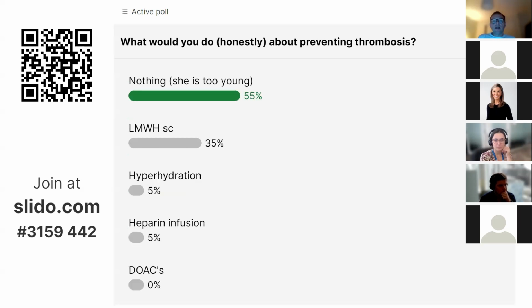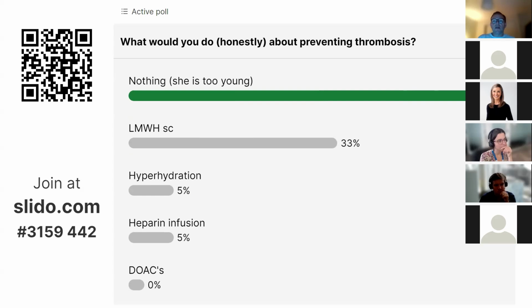That might be enough, Michelle, to give us a flavour. Okay. So the vast majority of people want to do nothing, with the second favourite being low molecular weight heparin. Okay, great. That's really helpful to know, and we'll look at the incidence and the evidence on the subsequent slides.